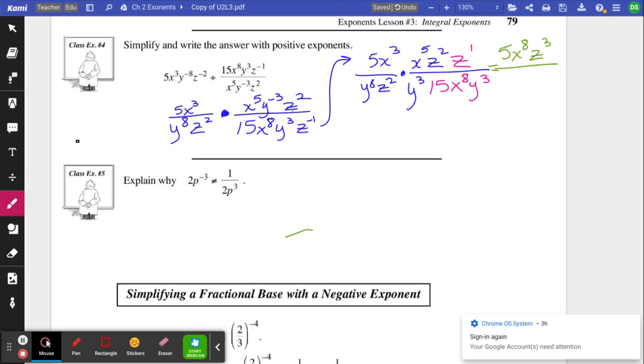Okay, next. Straight across on the bottom. The only number I have is a 15. Do I have any X's? I have X to the 8, that's all I got. How about Y's? Y to the 8, Y to the 3, Y to the 3.